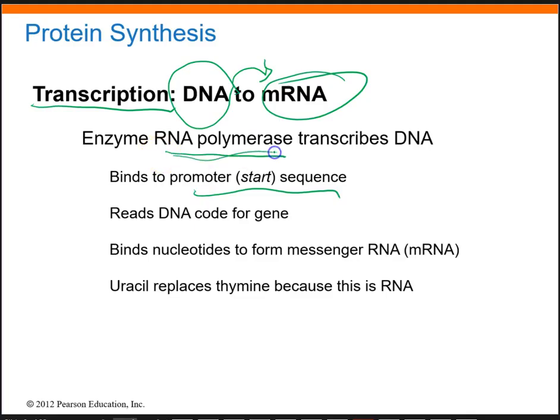So the RNA polymerase will bind to this promoter region or starting sequence, and then it's going to read the DNA code for that gene, right? It'll read the recipe. It hooks nucleotides together to form our messenger RNA. One thing to keep in mind is that when we're making the RNA, remember there's no thymine in RNA. So anywhere that we would put thymine, instead we put uracil.